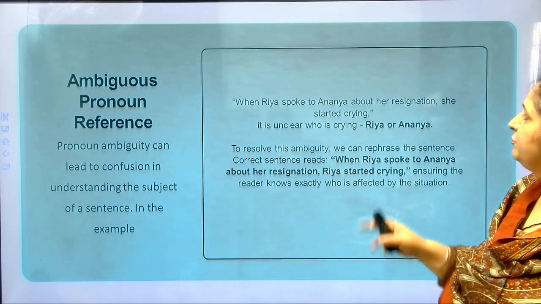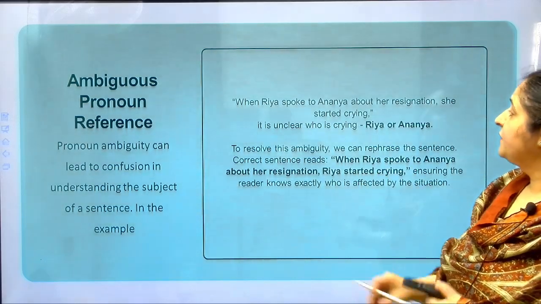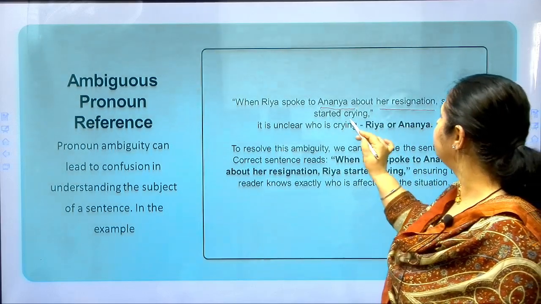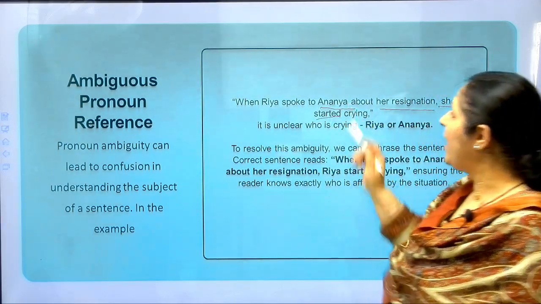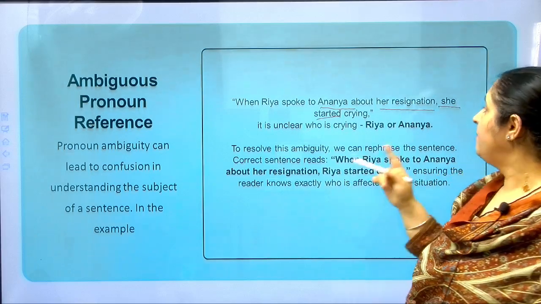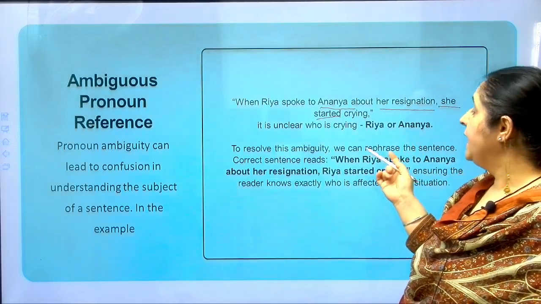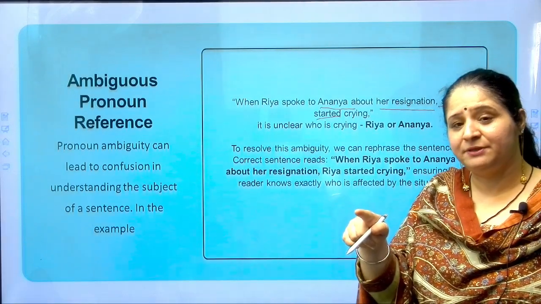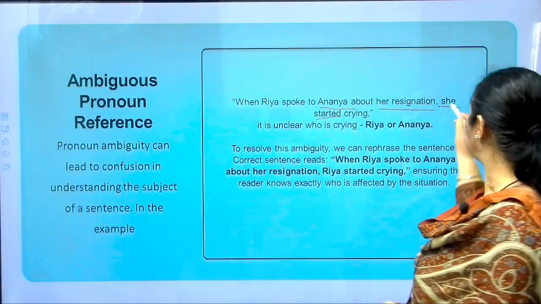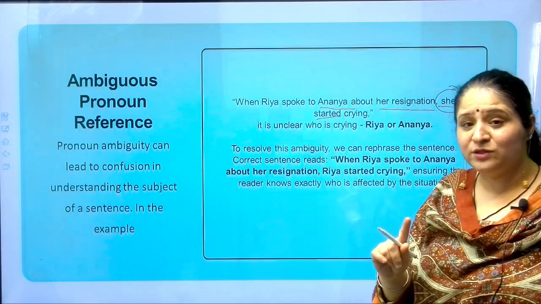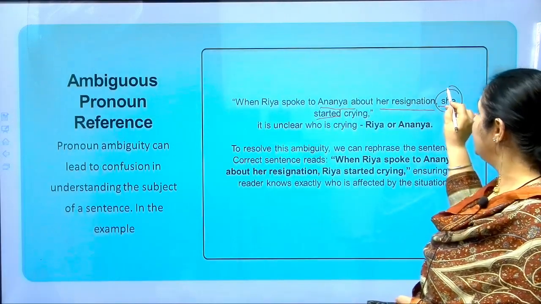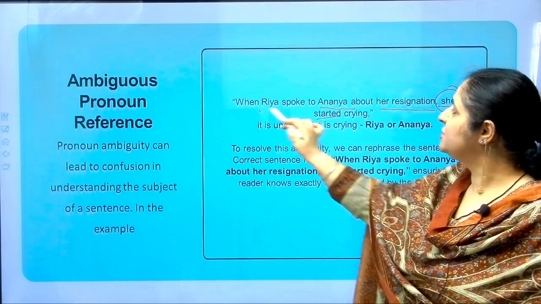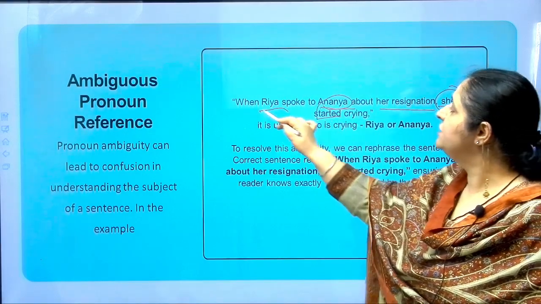If I give you an example: when Ria spoke to Ananya about her resignation, she started crying, right? Now who started crying? जब रिया ने अनन्या को अपनी रेजिग्नेशन के बारे में बताया, she started crying. Now who is this she over here? She is a pronoun. I know that she is a pronoun. But यहाँ पे ये she, is this she referring to Ananya? Or is this she referring to Riya? We are not really sure about it.